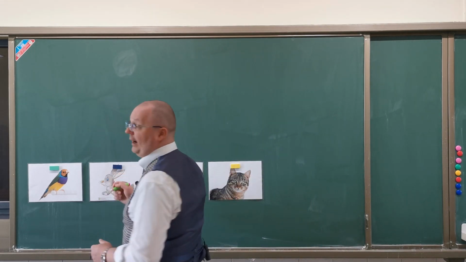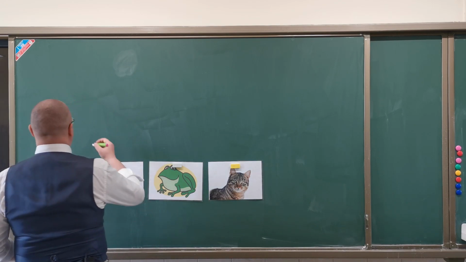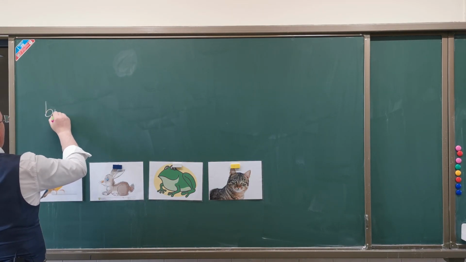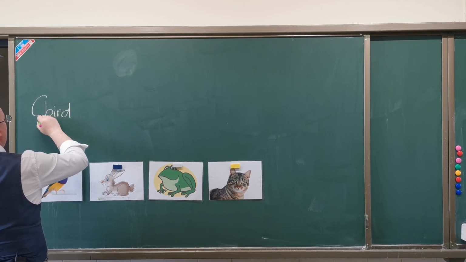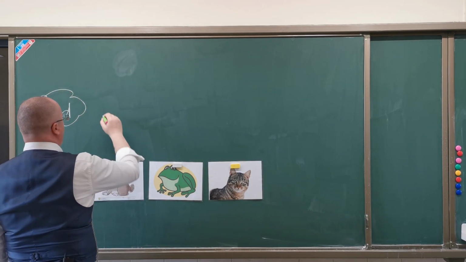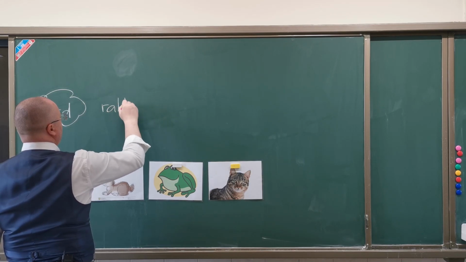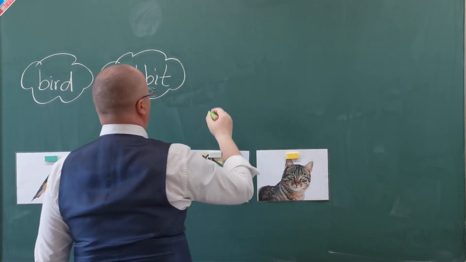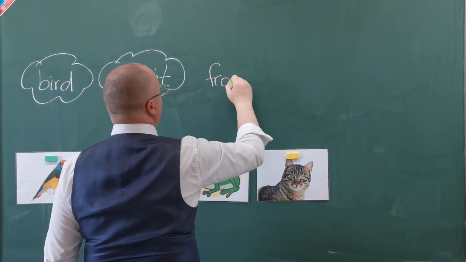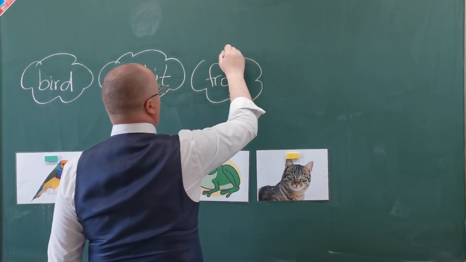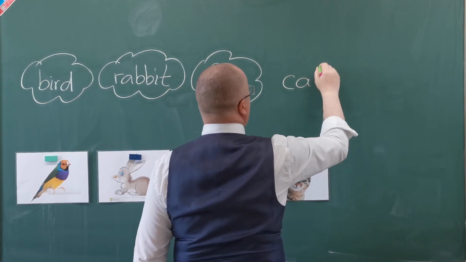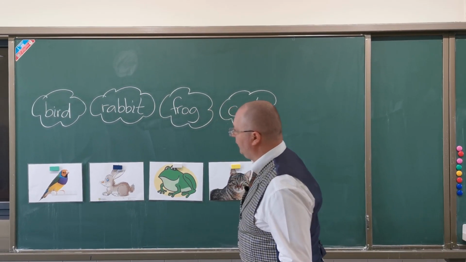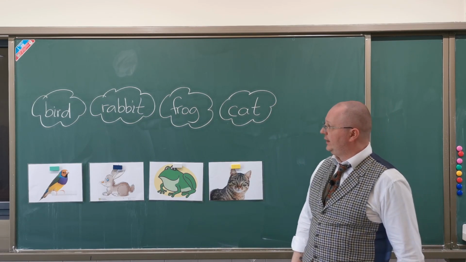First of all, you need to write down the words, yeah? So here we have, well, let's say bird. Then we have rabbit, yeah? Here we have frog. And let's say we have cat. Okay, so first you can drill it this way.